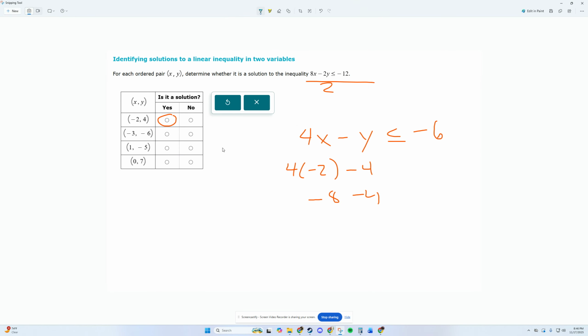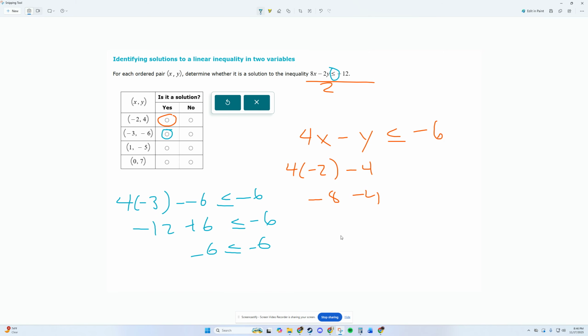Okay, then we'd have 4 times -3 minus 6. Is that less than or equal to -6? That's -12 plus 6 is less than or equal to -6. That's -6 is less than or equal to -6. It's on the boundary, but it can be included. So yes, that is also a solution.